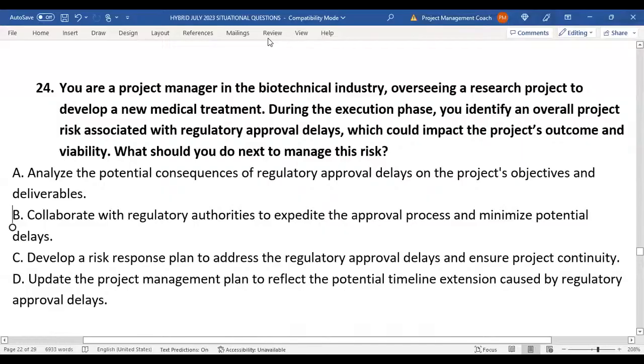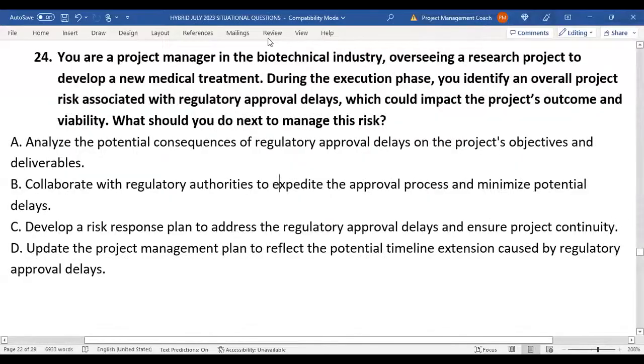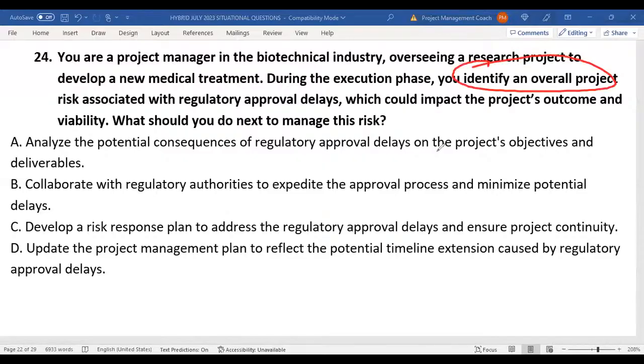All right, let's go ahead and analyze this question. So think about it. Project manager, during execution, you identify an overall project risk. An overall project risk is one that can bring the project to its knees, kill the project, could be very bad. And it says, what should you do next? Well, if you identify something that could kill the project, you're going to want to take action ASAP, that's for sure.